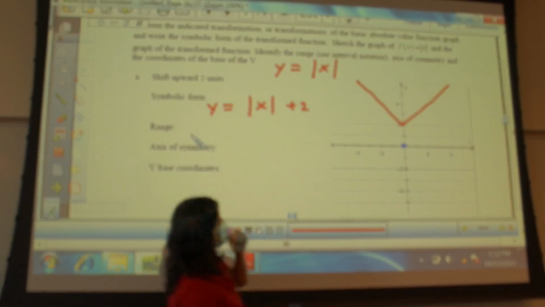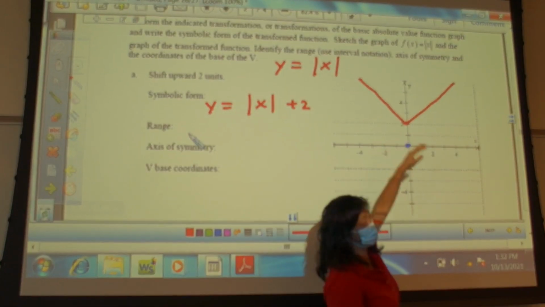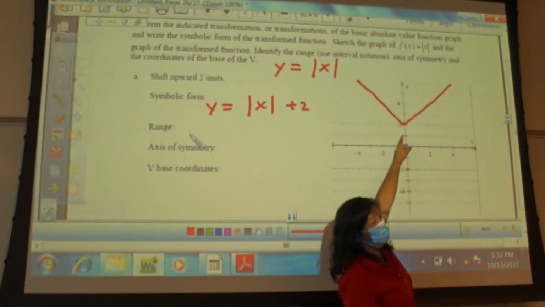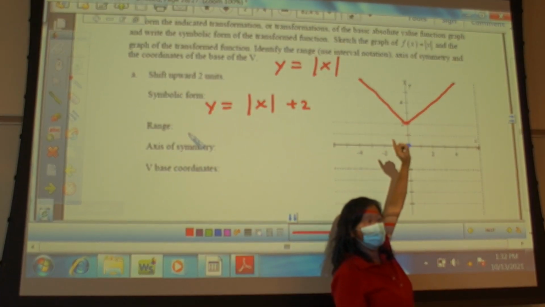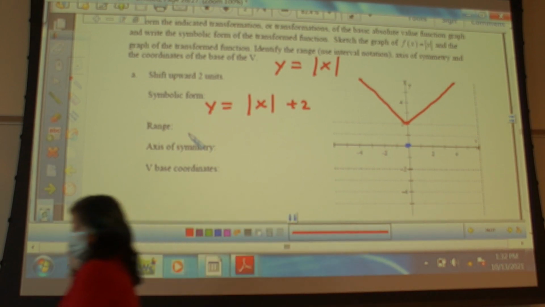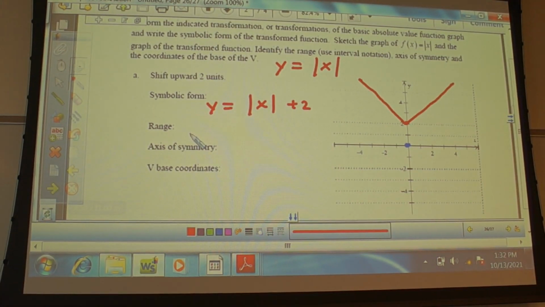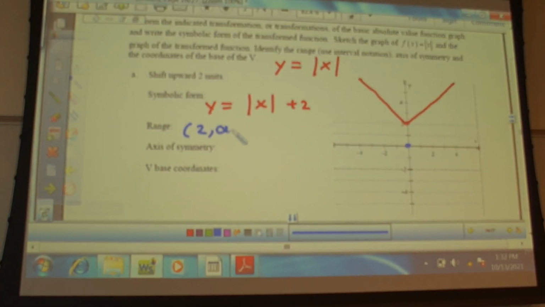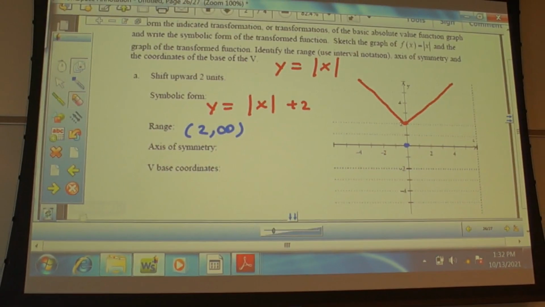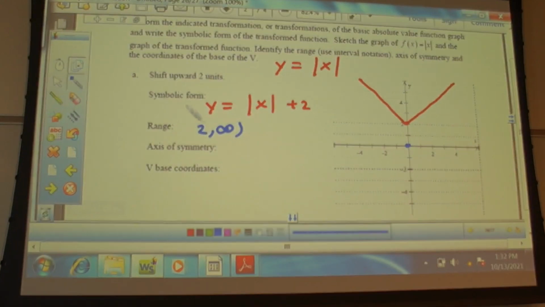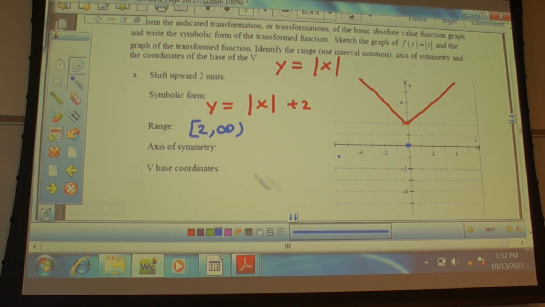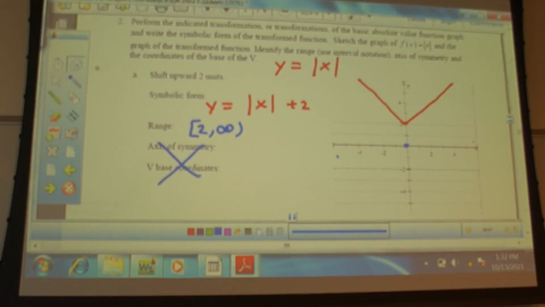What's my range? My y's? Now what's the lowest it can be? And what's the highest it can be? Infinity. So my range will be to infinity. Oh wait, I can touch. What's my mistake here? Yeah, the bracket. You can touch 2. It should be a square bracket. Don't worry about these other ones. I don't care about those. Okay. Next.